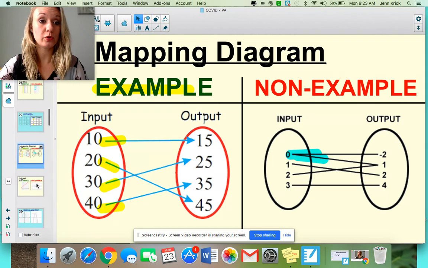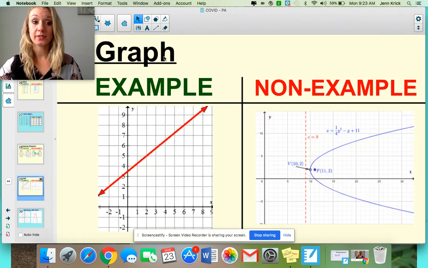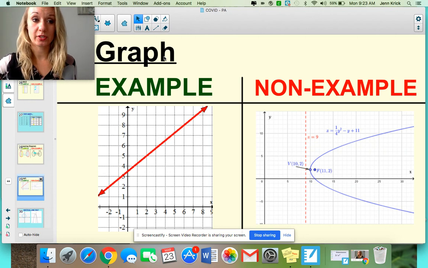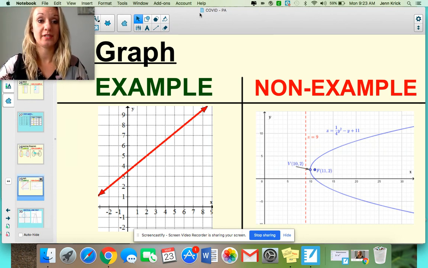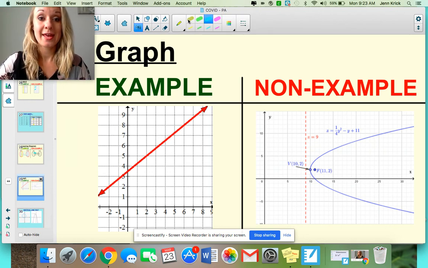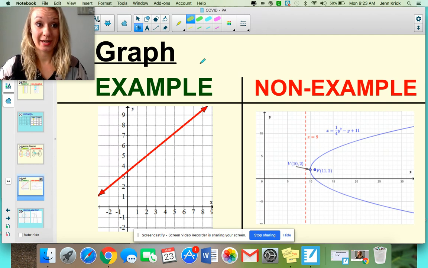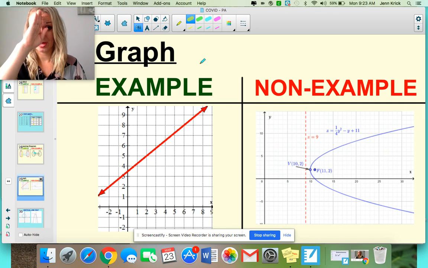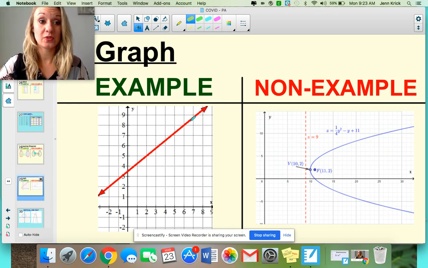All right, moving on to the last one. Now, graphs are a little bit special because we have this special test that we use to determine if it's a function or non-function. Do you remember the vertical line test? If you remember sitting in class with me, I'd always tell you to draw the line going down your graph. We're going to do the same thing here today.